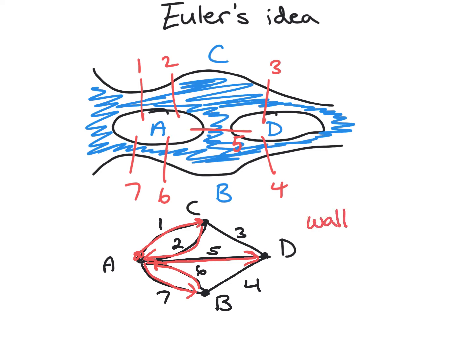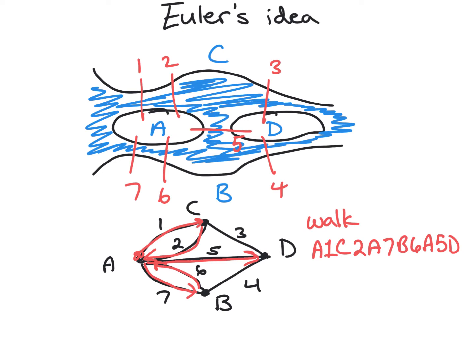This is what we call, and again, this kind of dates back to what Euler was talking about, a walk. Here it's just a sequence of vertices and edges. So we started at A, then we went edge 1 to C, then edge 2 back to A, then edge 7 to B, edge 6 back to A, and then edge 5 to D. After that, you can either take 3 or 4 to C or B respectively, but we're not going to be able to figure things out.